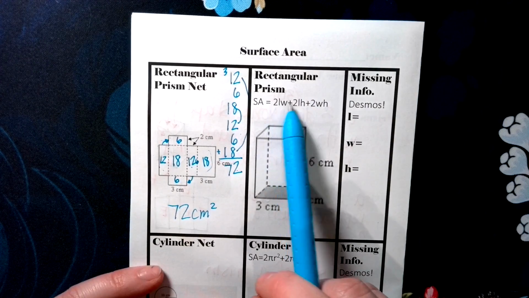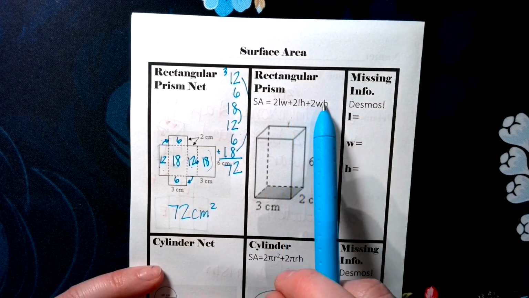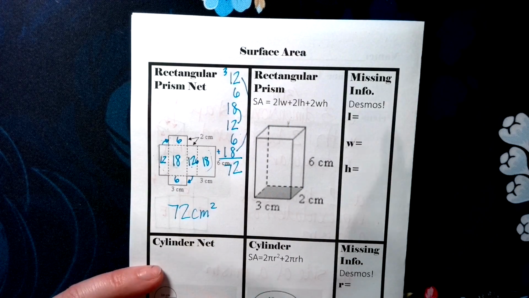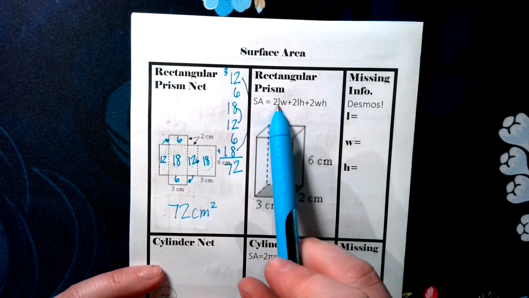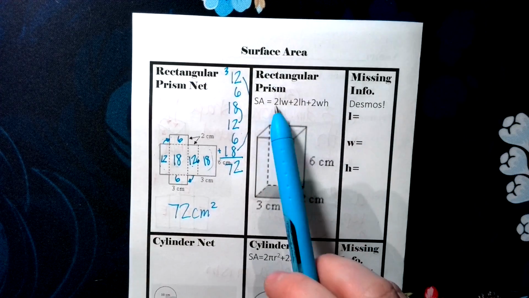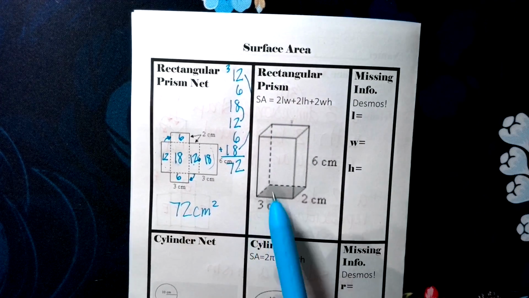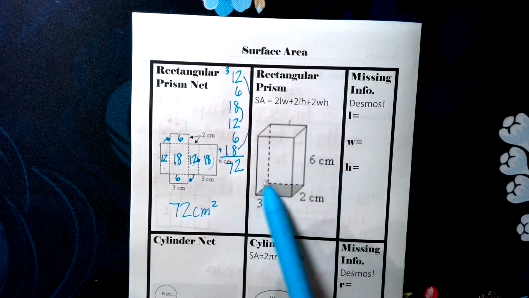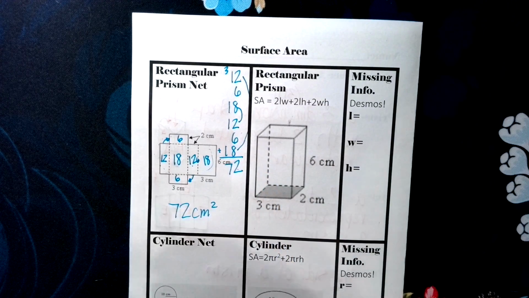When they're side by side like that, what operation is that? Multiplying. So we're going to be multiplying numbers times 2 and adding them together. Our L's, W's, and H's all come from the length, the width, and the height of this rectangle.